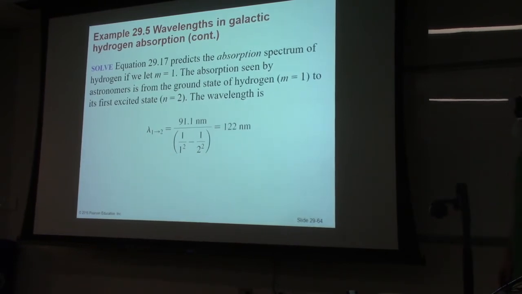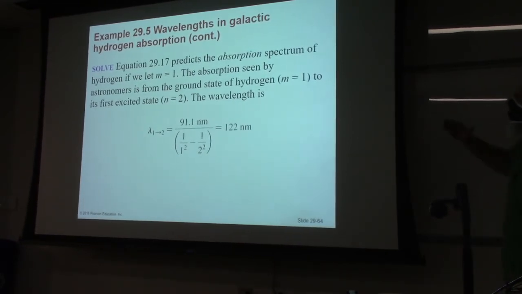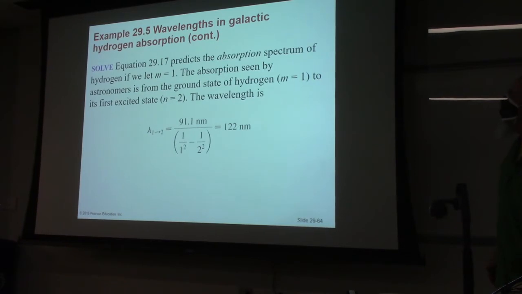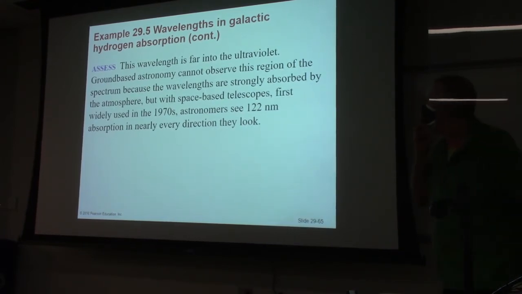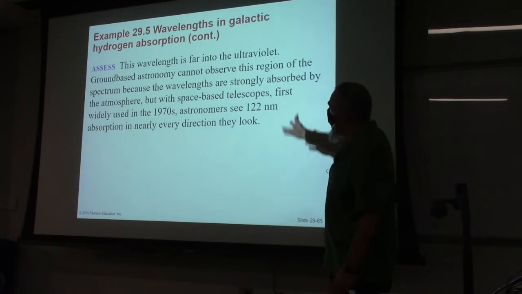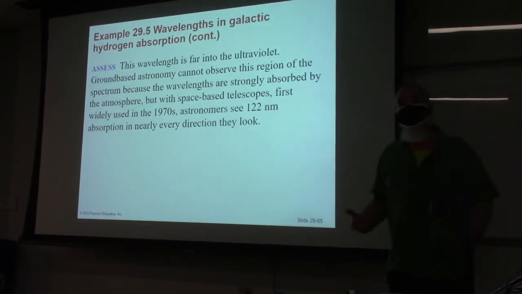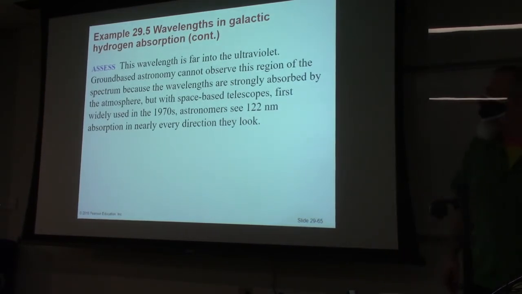Okay, good. So it corresponds to hydrogen down in the Lyman series. Far into the ultraviolet, can't see it on the surface. We need space telescopes for this. Oh, so first widely used in the 70s. So this stuff is pretty new, right? A lot of this stuff. It's neat when it all falls together, you know.